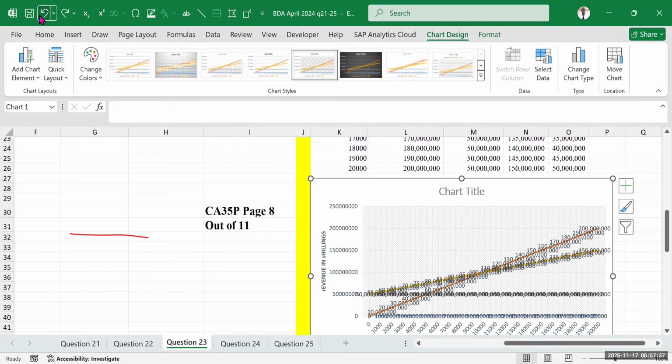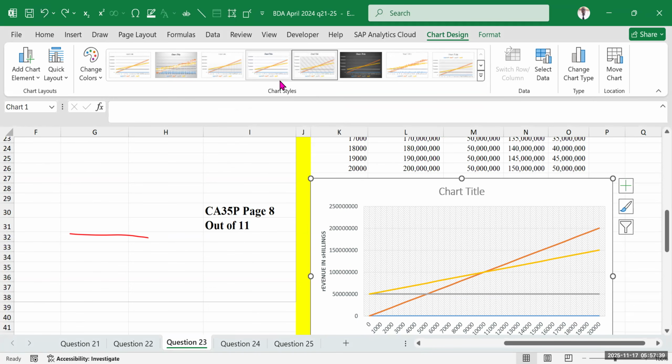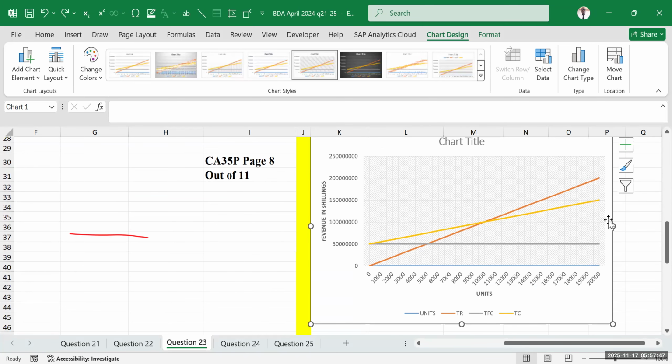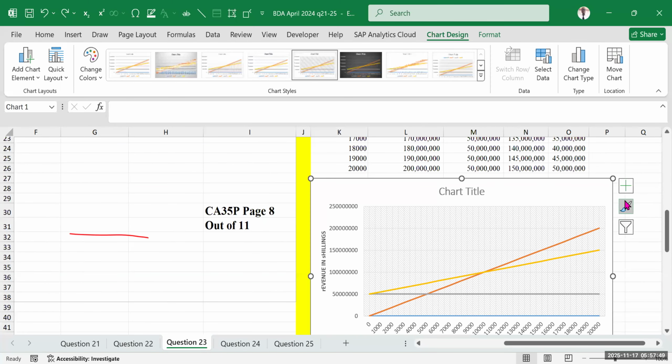Someone is asking, how do we name the axis? I said, once you click on your chart, there is this plus sign. There is chart elements showing. It could be on the right, it could be on the left. So once you see the chart elements, there is a plus sign there, there is a funnel shape, and then there is a paintbrush for the chart styles.